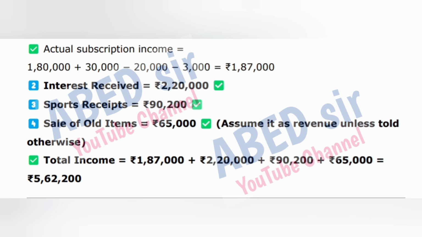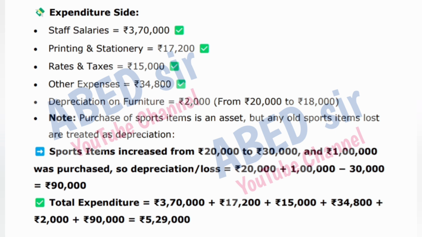2. Interest received is 2,20,000 rupees. 3. Sports receipts is 90,200 rupees. 4. Sale of old items is 65,000 rupees. Assume it as revenue unless told otherwise. Total income is 1,87,000 plus 2,20,000 plus 90,200 plus 65,000, which is 5,62,200 rupees. Expenditure side. Staff salaries is 3,70,000 rupees.